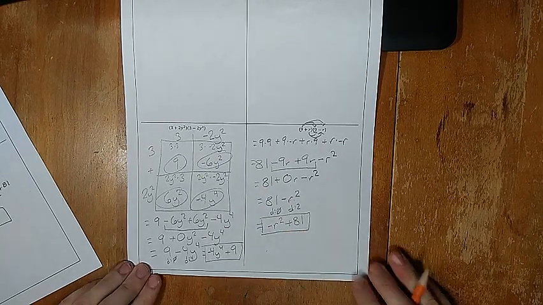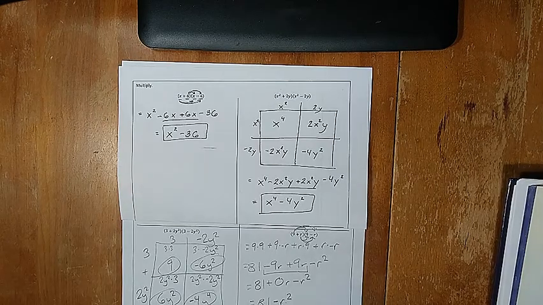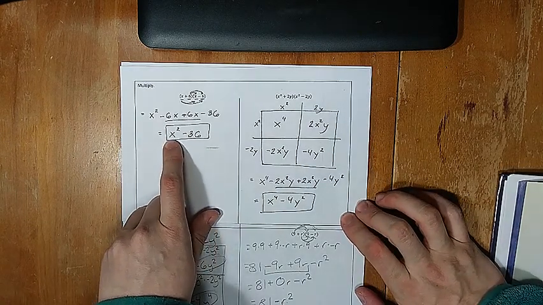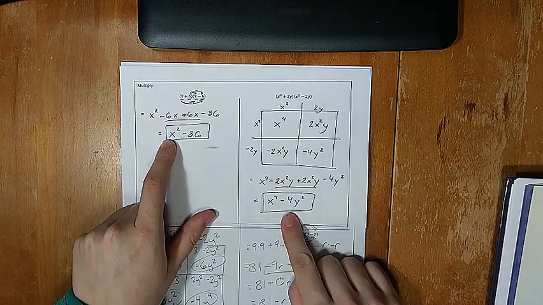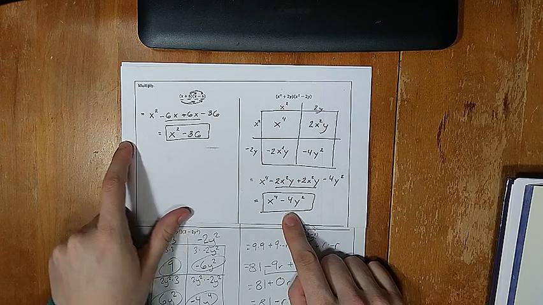So try the top two, pause the video, and we'll go over it in just a minute. So, our top left problem, you should have gotten x squared minus 36. And then our top right problem, you should have gotten x to the fourth minus 4y squared.